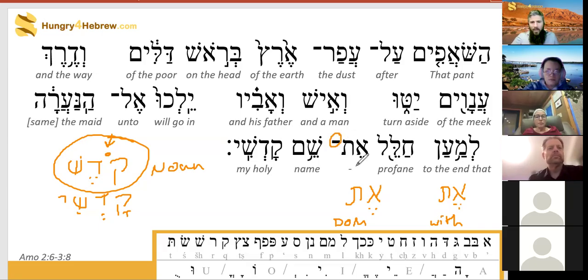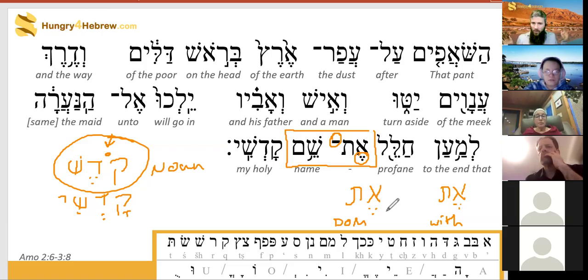Right. This guy right here is called the makef, correct? Makaf, makef. It is telling us that these two words are syntactically being treated like one. So because of that, we're getting a segol here instead of a tsere. But whether there's a makef or not, both of the words et, with, and et, direct object marker, will look the same, either with a tsere if there's no makef, or segol with a makef.